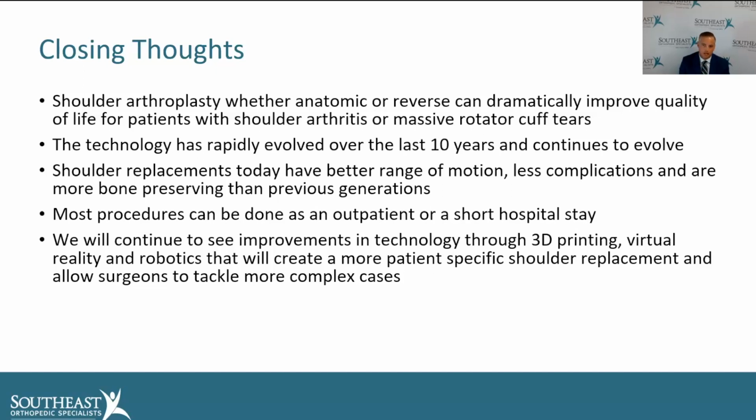There's a slightly higher rate of revision. I tend to find that patients over the age of 70 say, doc, I just want one surgery and to be done. I don't want any chance of revision. And I think a reverse is more predictable, but certainly it's a conversation. I would be willing to do an anatomic in someone over the age of 70 if they met the right criteria.